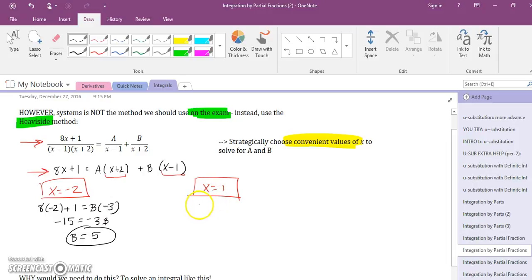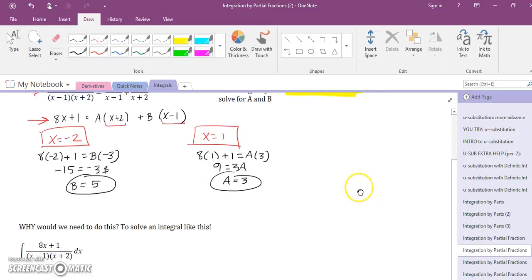And then if x is equal to 1, I'm going to have 8 times 1 plus 1 equals, plug 1 into here, I have a times 3. And then plug 1 into here, that zeroes out. That's the nice thing about this. It makes one term zero out, and you can solve for each one very, very quickly. And you get the same thing. All right, so why on earth would I even want to do this?